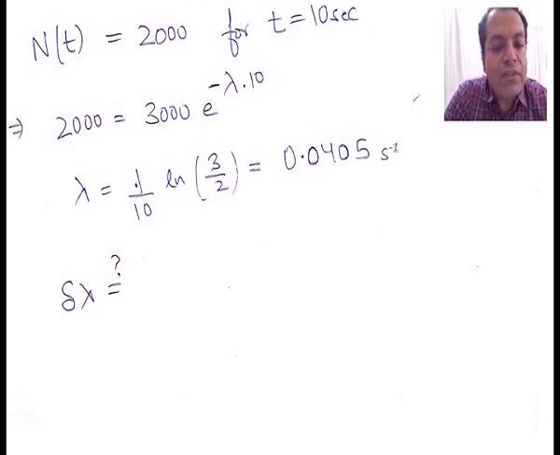We'll first find the decay constant and then find the uncertainty in the decay constant. Now, N of t is 2000 after 10 seconds, because 1000 of them have already decayed, so you are left with 2000. Therefore 2000 is equal to N naught, which is 3000, into e raised to power minus lambda into the time, which is 10 seconds. Solving this, we get lambda as 0.0405 second inverse. Now the question says, what is the uncertainty in the decay constant?